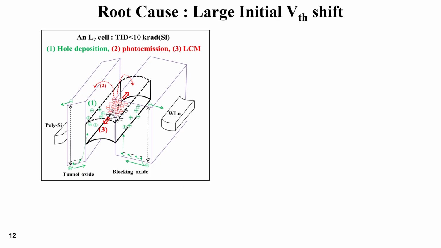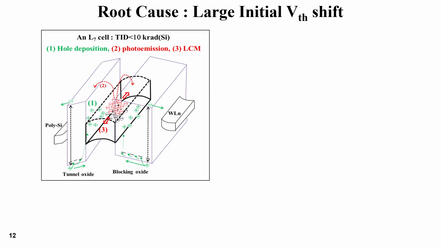This is a three-dimensional Venn diagram of an L7 state cell during irradiation. As usual, number one, hole deposition happens in the oxide. And number two and three, the shallow electrons, the red electrons here, receive energy from the gamma ray photons, and they can jump over the barrier in photoemission. LCM can be enhanced because the shallow electrons are already very mobile, but receiving energy from the gamma ray photons makes them more energetic, and enhanced LCM can happen.